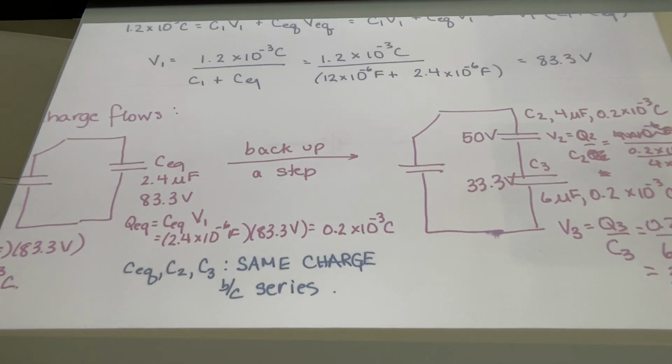Okay, any questions with that example? Yeah. If we subtract 50 from 83.3 to find V3, will that be okay in a test? Yeah, that's fine, as long as you put down your equation, right? You show where it comes from, no problem at all. Yeah, that's good.